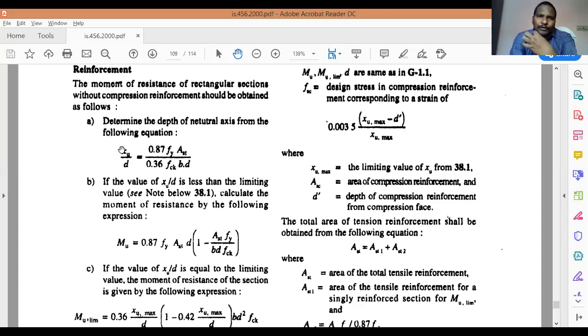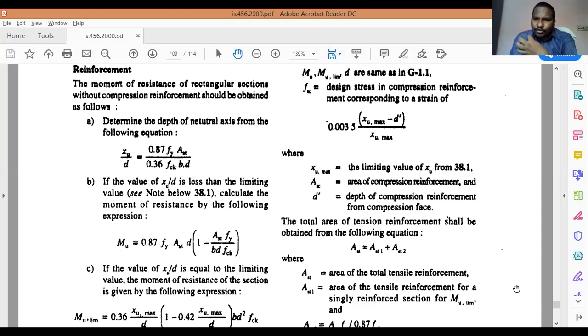When you know XC limit by D, from page number 70 we'll get the XC limit by D value. Then we know what grade of steel we are using, so the FY is known. Based on the grade of concrete, we know the FCK. You know the width of the section and the depth of the section. Then we can find out AST1. That is the area of reinforcement for a balanced section. You get AST1 from this equation.